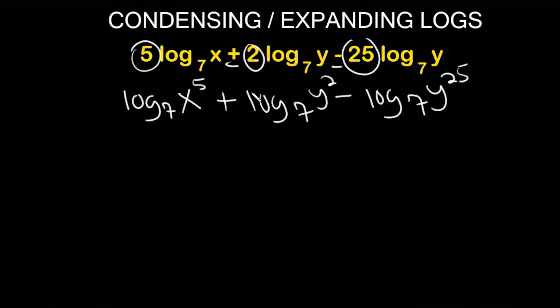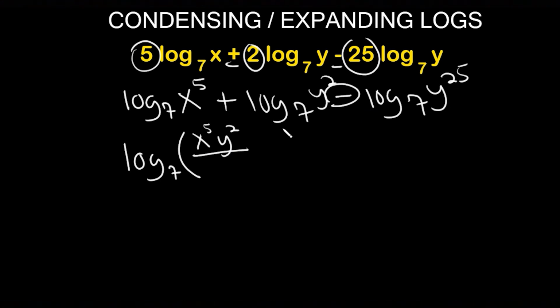Now again, you want to do left to right here. So I see addition right here. That means I have to do multiplication when I condense it down. And then I have subtraction, so I'm going to divide, okay? So it's going to look the following way. You're going to have log base 7, and then you're going to have of x to the 5th power times y to the 2nd power. Okay, all over, because now I'm going to divide because I have subtraction right here, right? So all over y to the 25th power.